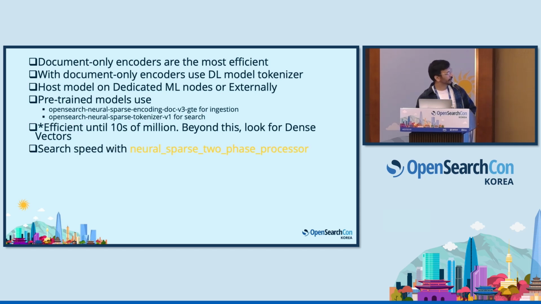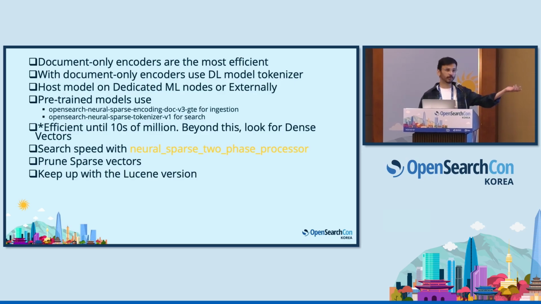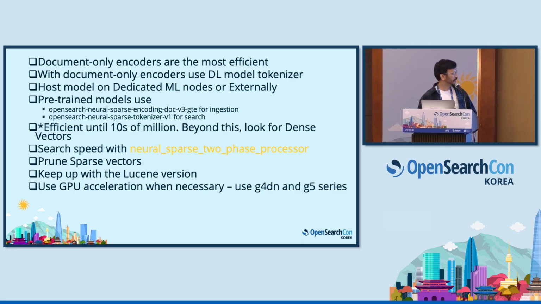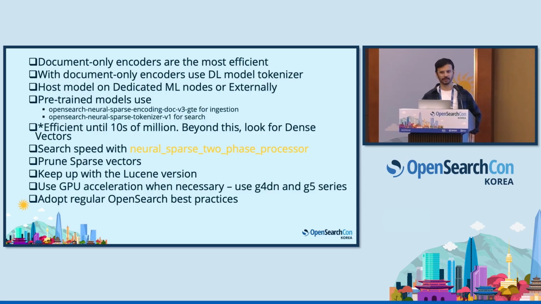We saw the Neural Sparse two-phase processor for improving search speed, and pruning the sparse vector for compacting, if that is even an English word, to reduce your index size. Keep up with the Lucene version, because just keeping up with Lucene versions often provides better performance, thereby reducing cost for you. GPU acceleration if you want to speed up the inference. And regardless of what you do, always adopt OpenSearch best practices. That will take you a long way.